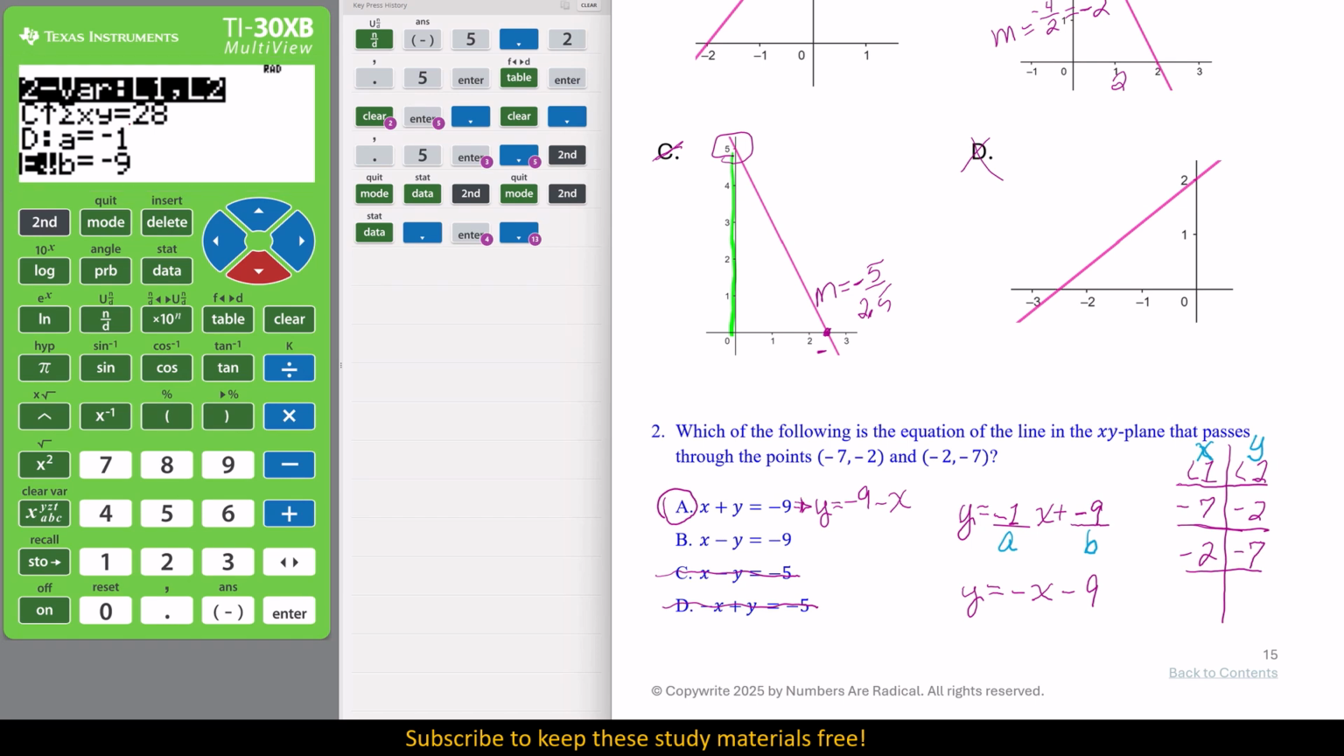Now, if we look at B, this is what happens. I'm going to change colors and look at it more. We have -y equals -9 minus x. But when we divide by this negative understood 1, when each term is divided by that -1, we actually come out with all positive. Y equals 9 plus x. And that is not what we want. So we've disproven B.